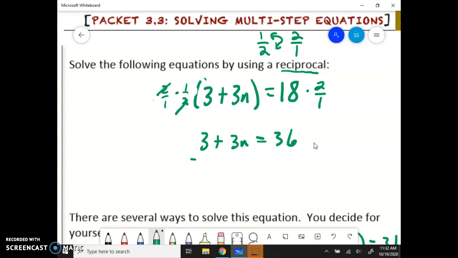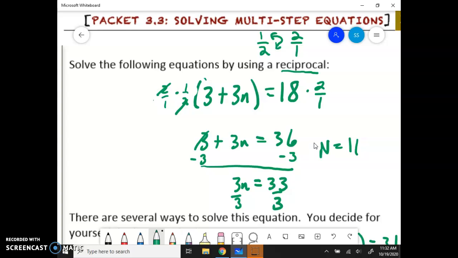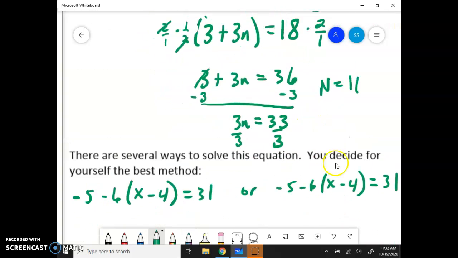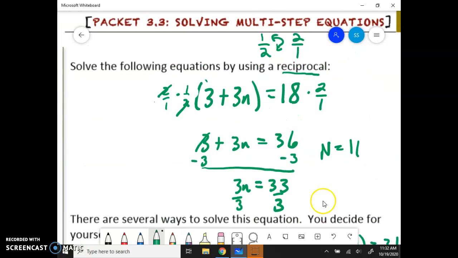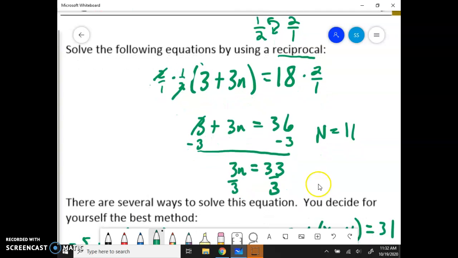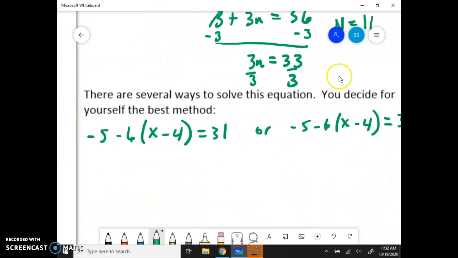And then we go ahead and subtract 3, and we're left with 3n is equal to 33. And then we just divide by 3 on both sides. And we're left with 1n is equal to 11. So just a little something you can do if you wanted to. It's just a way that using reciprocals can make your problem a little bit easier.